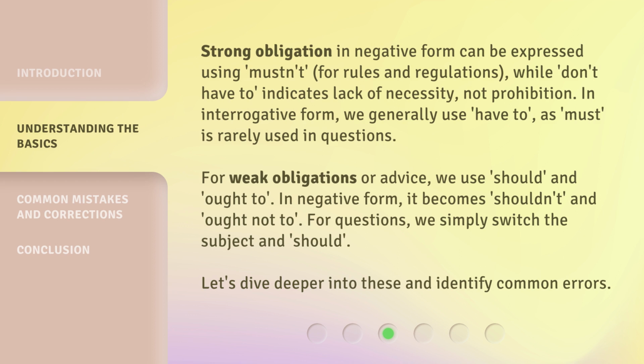For weak obligations or advice, we use should and ought to. In negative form, it becomes shouldn't and ought not to. For questions, we simply switch the subject and should. Let's dive deeper into these and identify common errors.